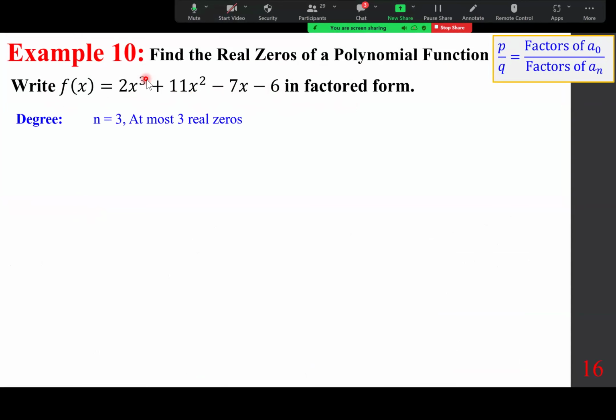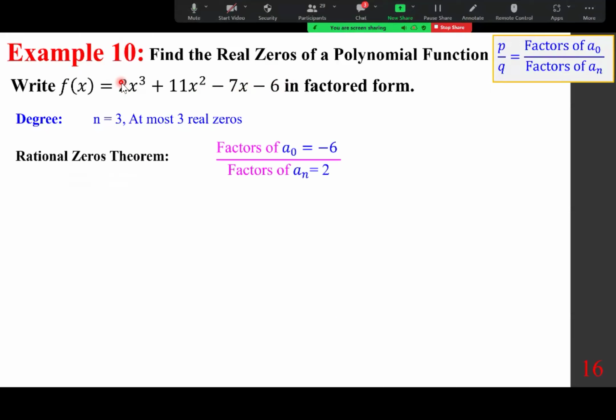According to the rational zero theorem, we're going to look at factors of the constant, negative 6, over the factors of a sub n, the leading coefficient 2. So for negative 6, let's just write each one. For negative 6, we have plus minus 1, plus minus 2, plus minus 3, plus minus 6. For 2, we have just plus minus 1, plus minus 2.